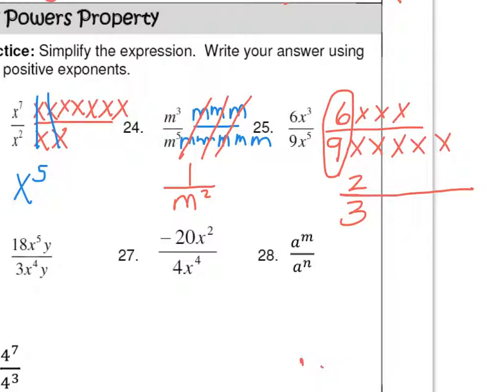Now let's take care of my letters. I can cancel out those 3 x's. Do I have anything left on top? No, I don't. I do have some x's on the bottom though, so that's going to be x to the 2nd power. So that's my answer, 2 over 3x squared.